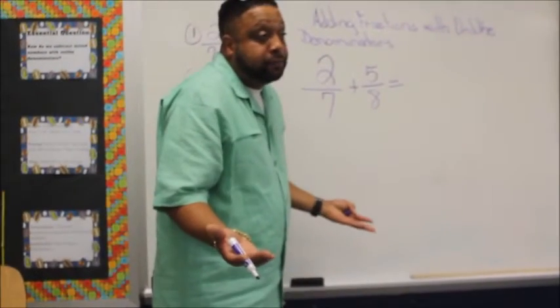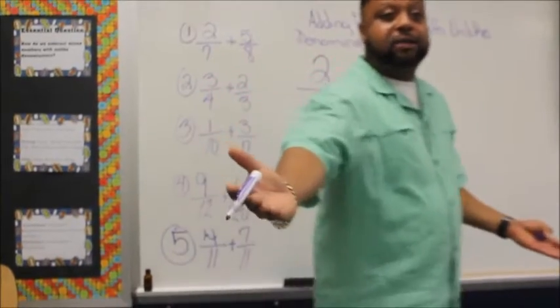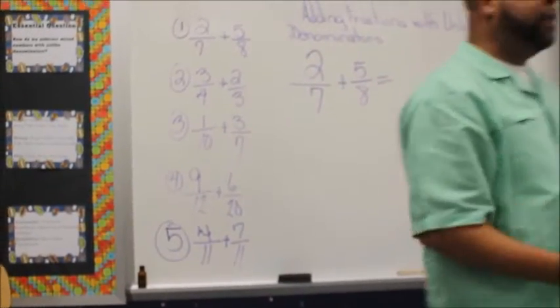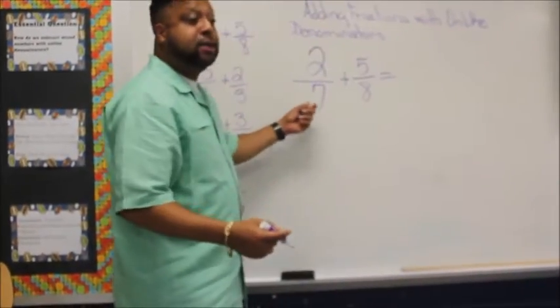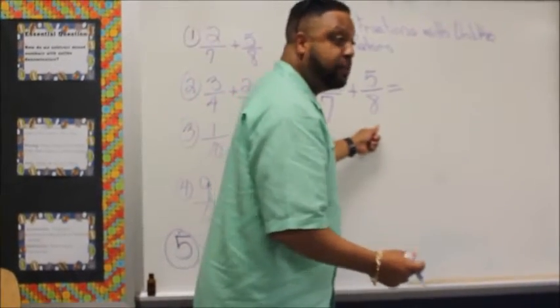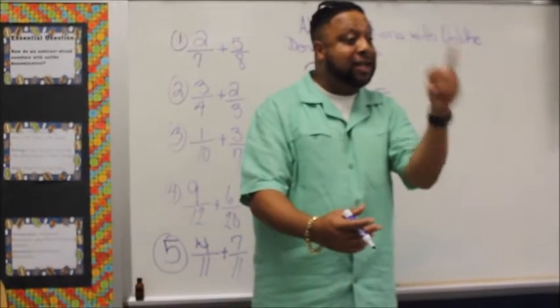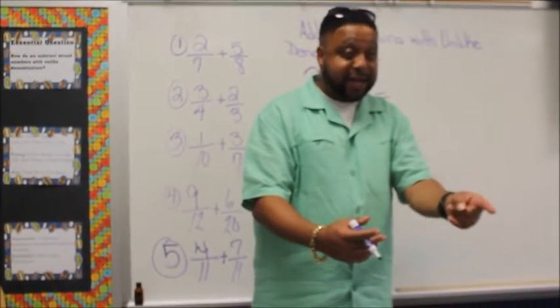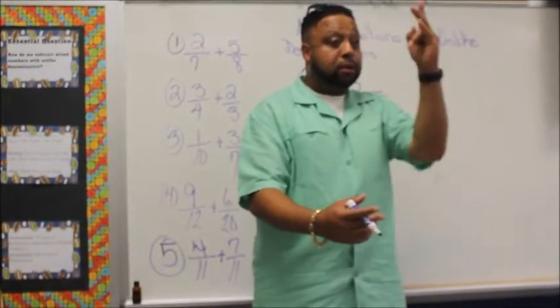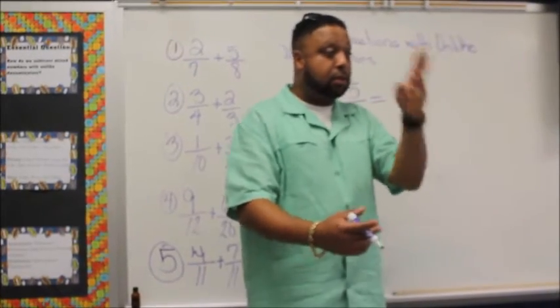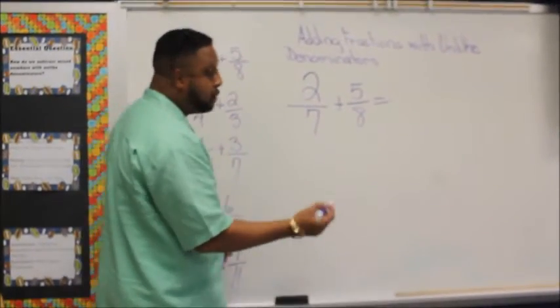Well, how would I do that? Write your multiples. We're looking for the multiples of 7 and the multiples of 8. And when we find the same multiple, that will be the least common multiple. All right, so let's go ahead and list the multiples of 7.